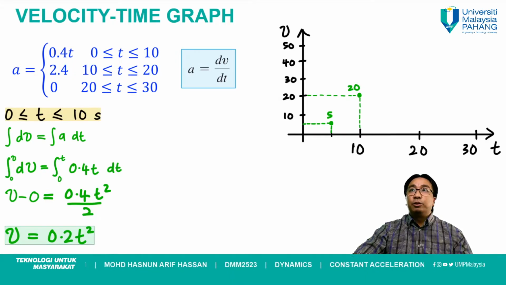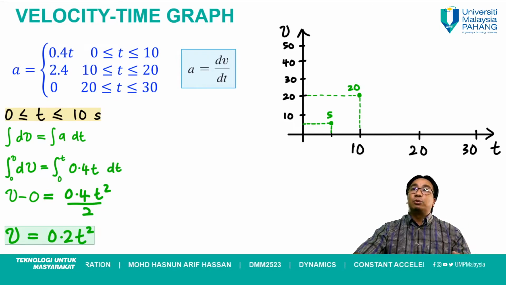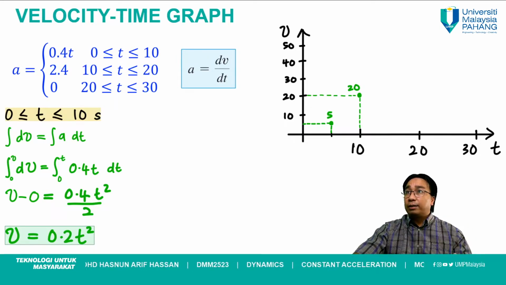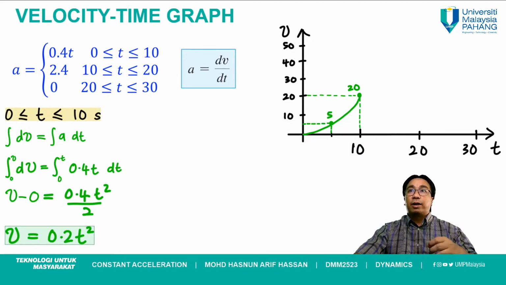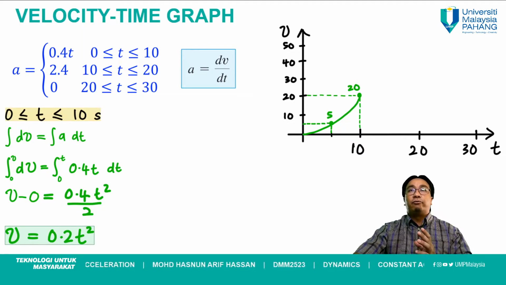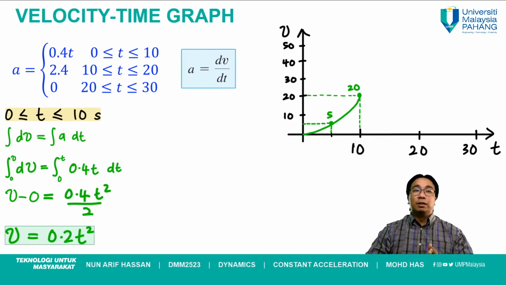Times 0.2, you will get 5. So at time t equals 5, velocity is equal to 5 also. Okay, so t equals 5, v equals 5, t equals 10, v equals 20. So now you get 3 points: 0, 0, 5, 5 and 10, 20. Now you can draw the curve. So this will be the curve for the first part of the velocity time graph.